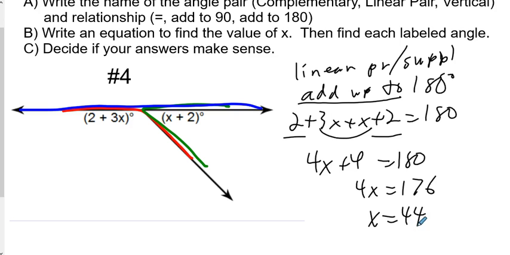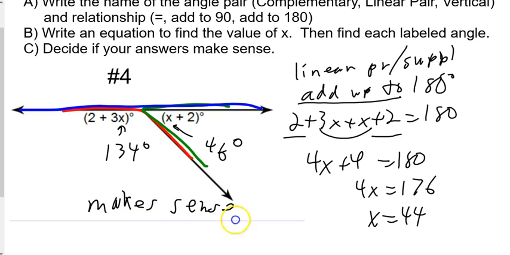Now we're going to plop 44 in right here, plus 2, and get 46. That is acute. Makes sense. We're going to plop in 44 right here. 44 times 3 is 132, plus 2 is 134. That's obtuse. That makes sense. And if you add those two together, they make 180. So it all makes sense. And that's it.